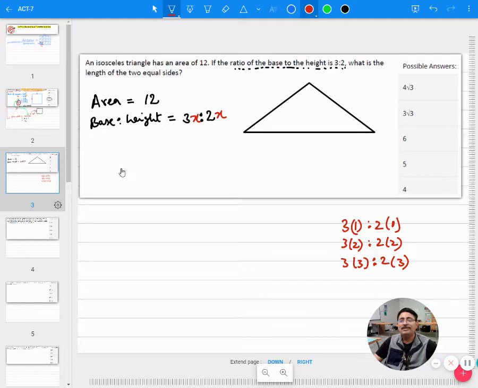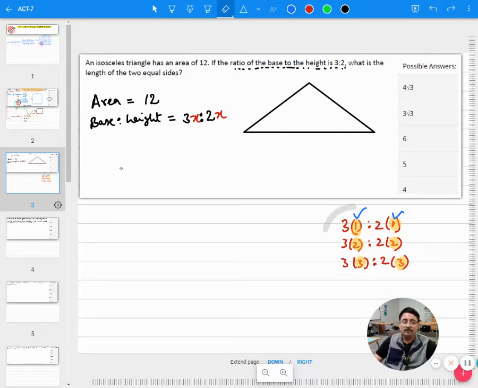The point is, we don't know with what value we have to multiply to get the base and height. With what value we have to multiply means, again, we have to multiply both by the same number. So with what we have to multiply, we don't know. That's the reason I'm considering this one as x.